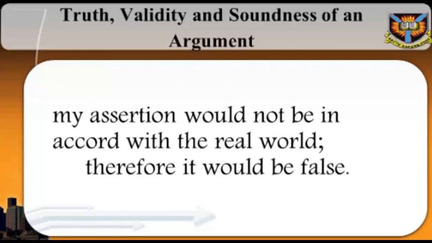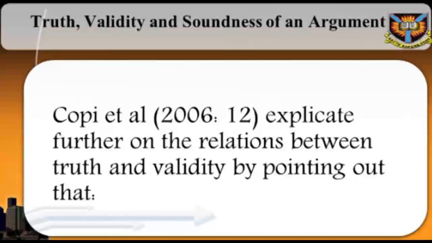It can be gleaned, therefore, that truth and falsity are attributes of individual propositions or statements. Validity and invalidity are attributes of arguments. Copi et al., 2006, page 12. Copi et al., 2006, page 12, explicate further on the relations between truth and validity by pointing out the following.